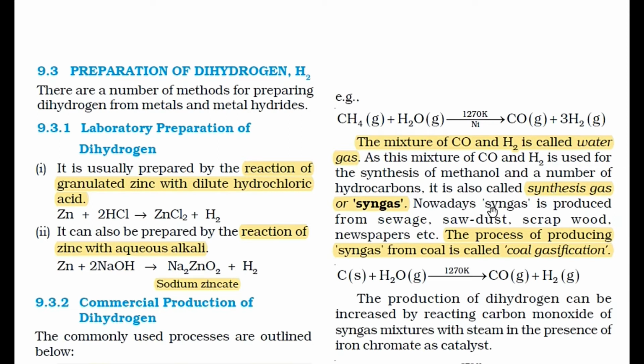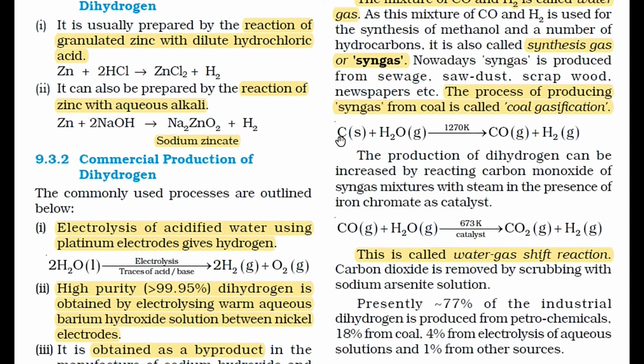Nowadays, syngas is produced from sewage, sawdust, scrap wood, newspapers, because from that we can obtain methane, which can be further added with steam to produce water gas. The process of producing syngas from coal is called coal gasification. So coal or coke, when added with steam, again at 1270 Kelvin, carbon oxidizes to CO and water reduces to H2 gas.